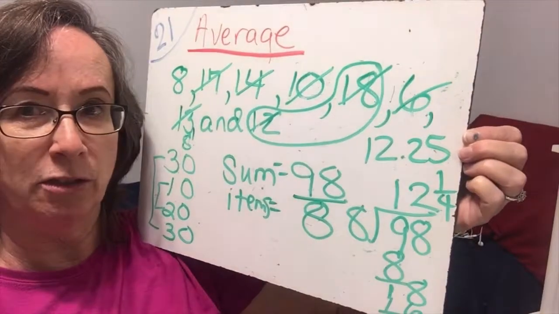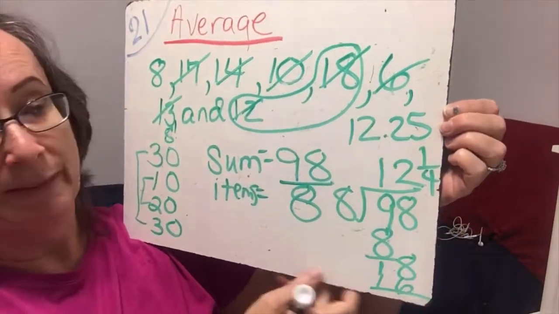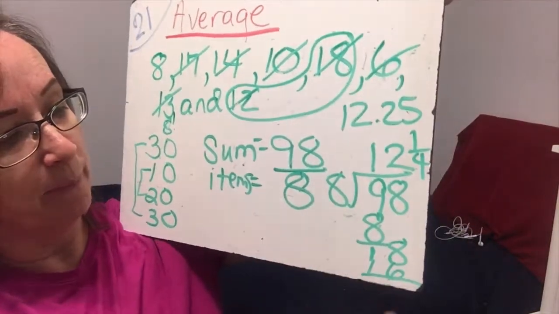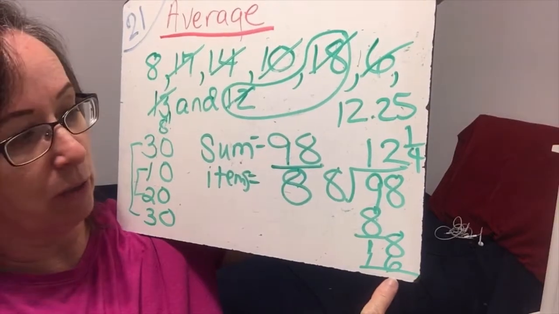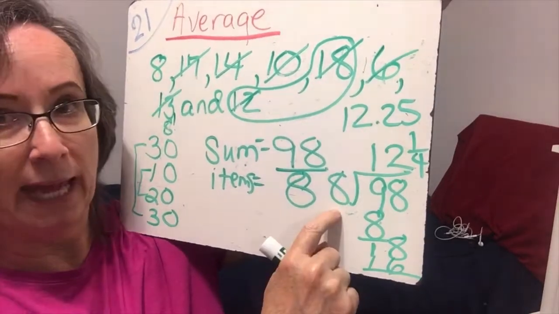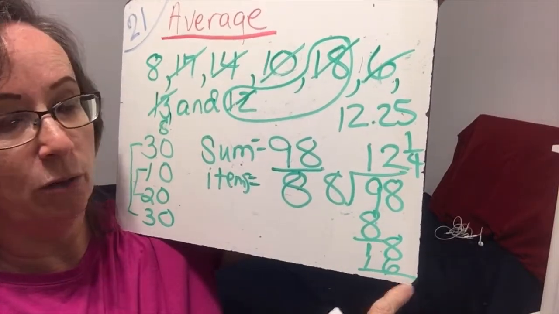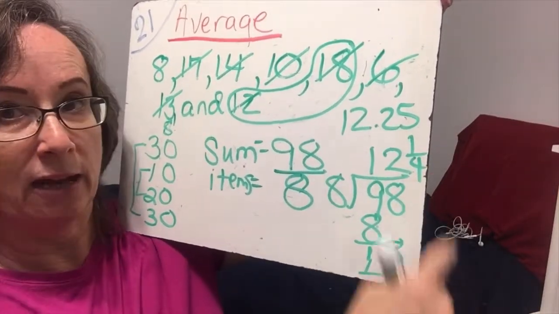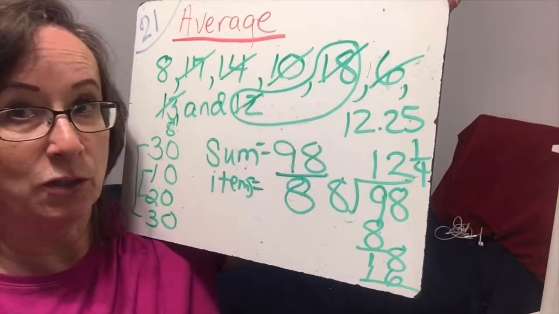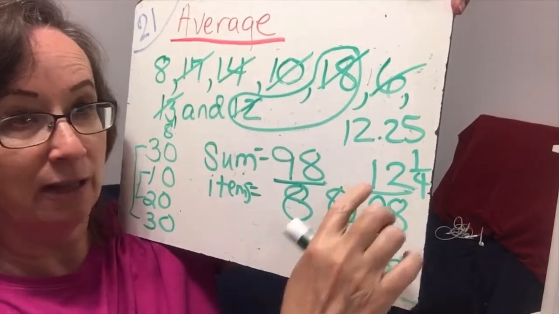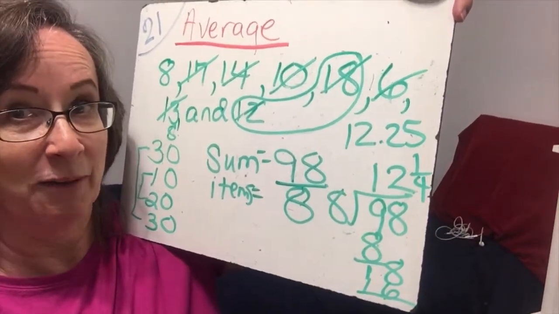So your book doesn't do the multiplication for you or the division for you, but once you get that remainder 2, it would either be 2 divided by 8, which is 1/4, or you would take it and bring down another decimal, and you would get 12.25, which is equivalent to 12 and 1/4.